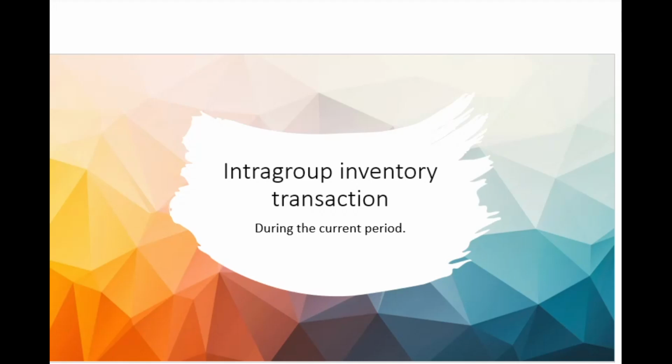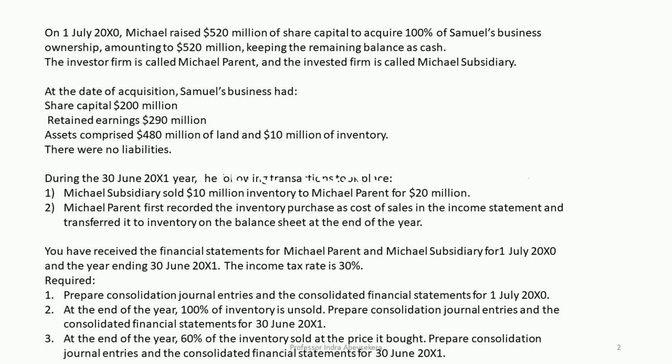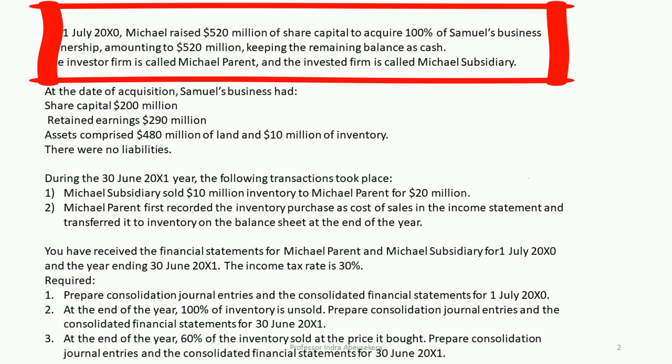This video looks at intragroup inventory transactions that occurred during the current period. The example we have taken here is on 1st of July 20X0. Michael raised share capital to acquire 100% of Samuel's business ownership, and kept the remaining balance as cash. The investor firm is called Michael Parent and the invested firm is called Michael Subsidiary.